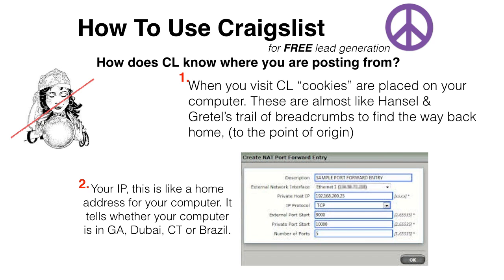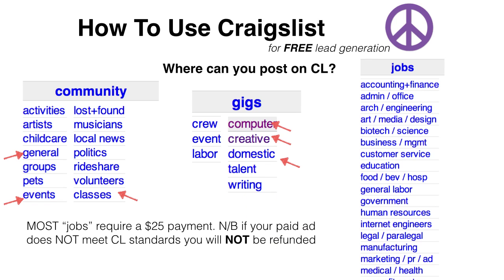So they put cookies on your computer, and think of these as Hansel and Gretel's breadcrumbs to find the way back home, or that point of origin, only in this case, the point of origin is your computer. And the second way is your IP, and this is like a home address for your computer. It tells whether your computer is in Georgia, Dubai, Connecticut, or Brazil.